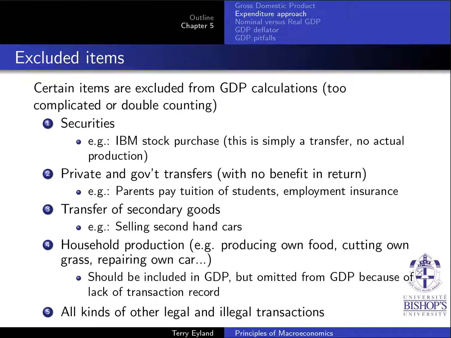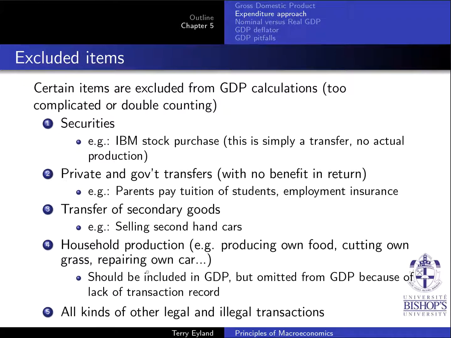Buying of second-hand cars, houses, snowboards, anything that you buy second-hand. It wasn't produced. Someone else owned it, it was accounted for when he or she bought it, but then afterwards it's not double counted.